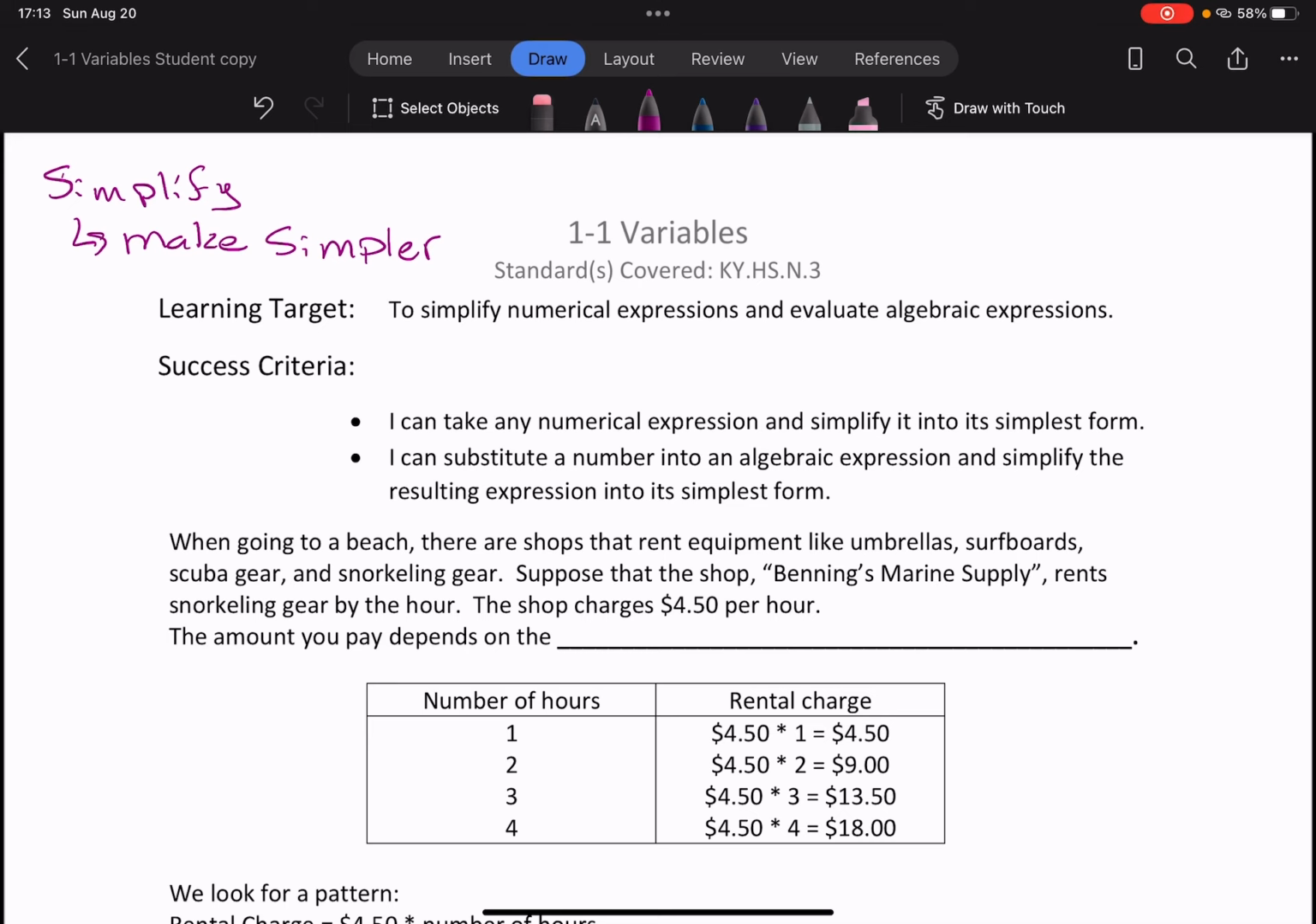So let's start with the opening word problem here. It says, when going to a beach, there are shops that rent equipment like umbrellas, surfboards, scuba gear, and snorkeling gear. Suppose that the shop, Mr. Benning's Marine Supply, rents snorkeling gear by the hour. The shop charges $4.50 per hour.